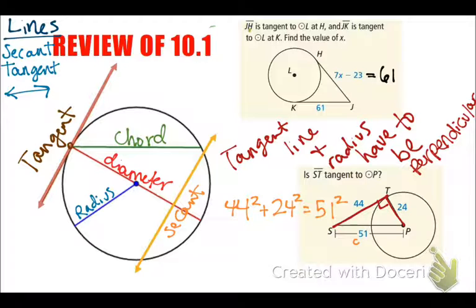What is 44 squared plus 24 squared? And then what is 51 squared? 2601. Are these two equal? No. So is this a right triangle? It is not a right triangle. So that's not a right angle, so they are not tangent to each other. So it's a no. This is 10.1.